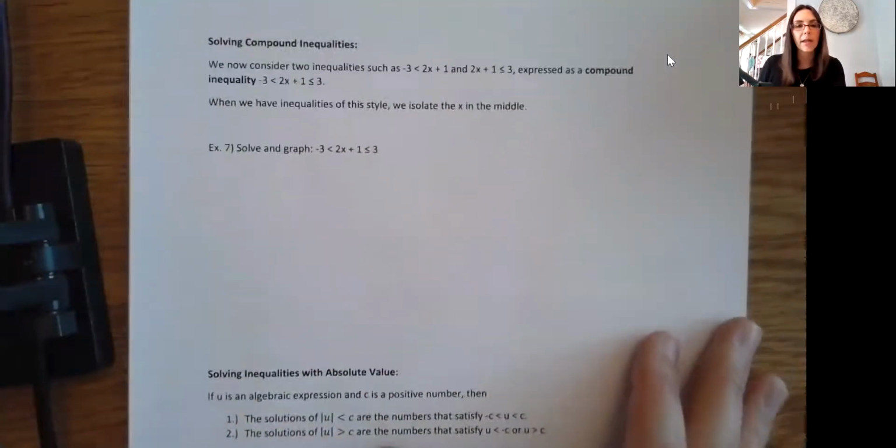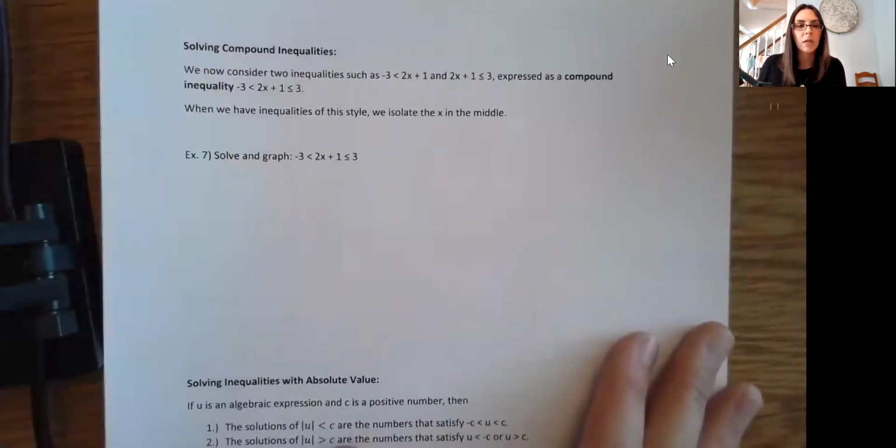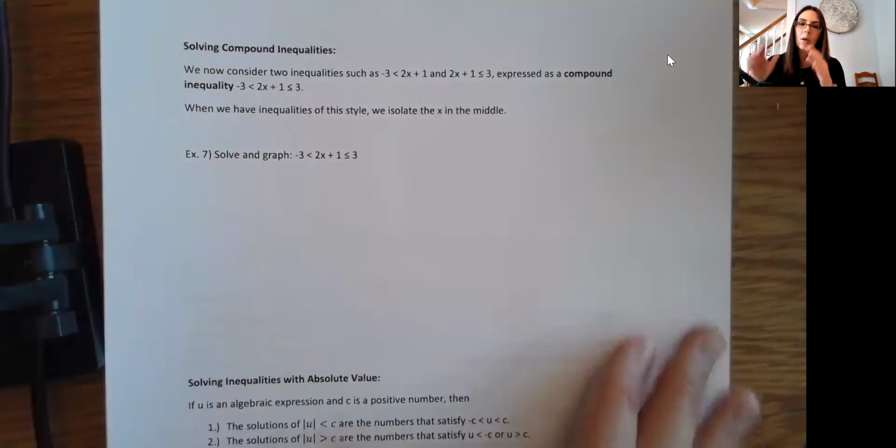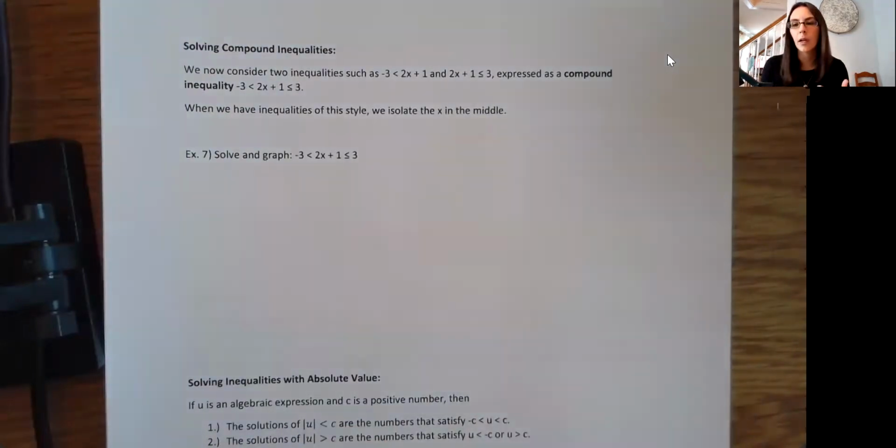I want to do one more here with basic inequalities in this video. So this is an example of a compound inequality, and there's actually different kinds of compound inequalities. There's "and" compounds, and there's also "or" compound inequalities. So what we're doing just in our class right now is focusing on a kind of "and" compound inequality.